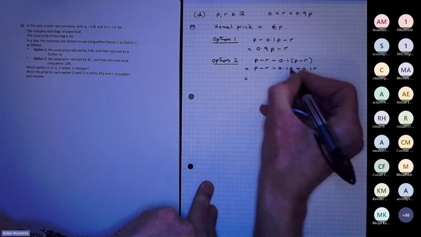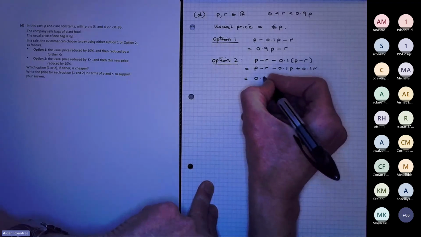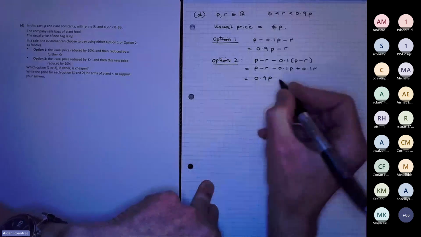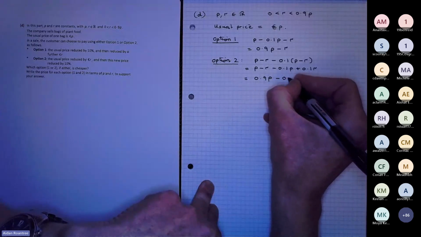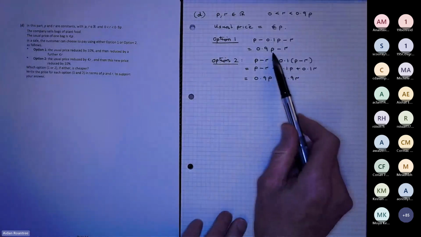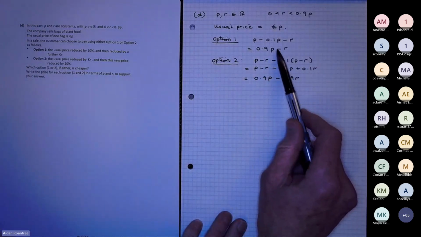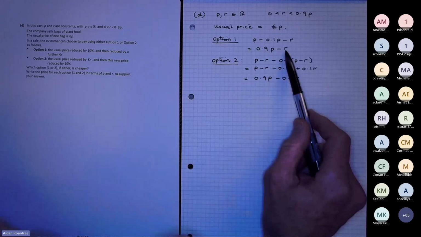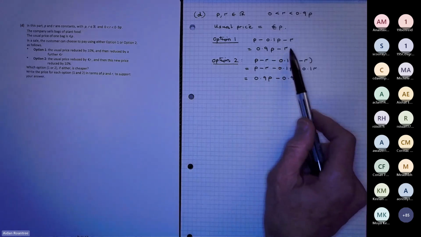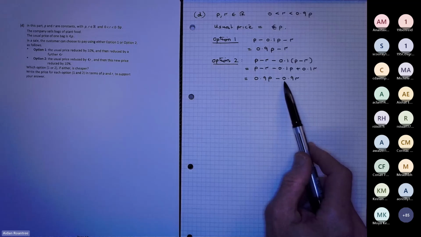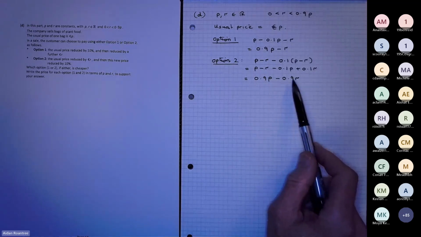And that's going to be P minus 0.1p is 0.9p. But then here's the difference. Minus R plus 0.1 R is minus 0.9 R. So actually, looking at that, option 1 is better because you're taking more away from 0.9p there than you are here. If, for example, R was, let's say, €20, here you're taking away €20 from that, but here you're only taking away 18. 0.9 by 20 is 18.